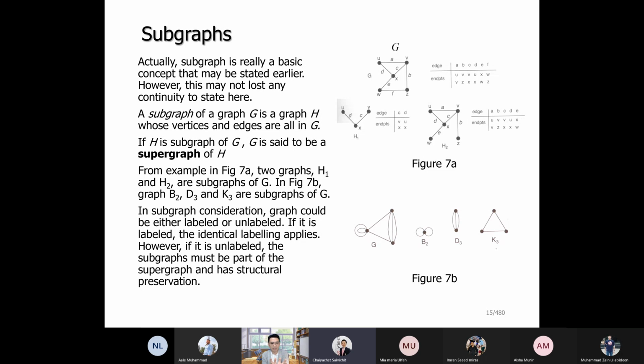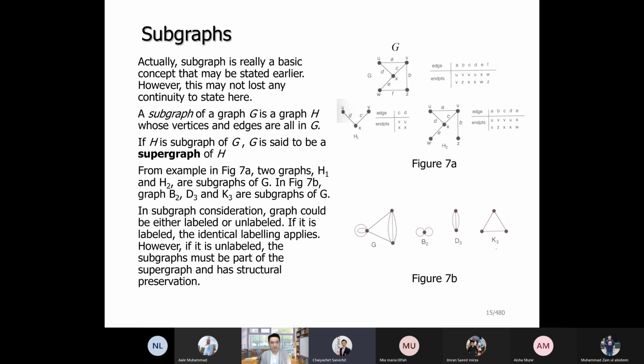For example, in 7a, graphs H1 and H2 are the subgraphs of G. All the nodes in H1 must be in G. All the edges in H1 must be in G. Similarly, all the nodes in H2 must be in G, and all the edges in H2 must be in G. If in H1 or H2 we have an extra node or extra edge that does not appear in G, we call that H1 and H2 are not the subgraph of G. So you select some of them out to be the subgraph.